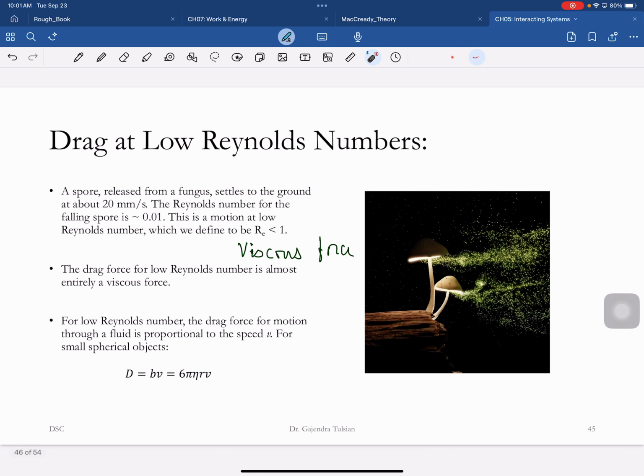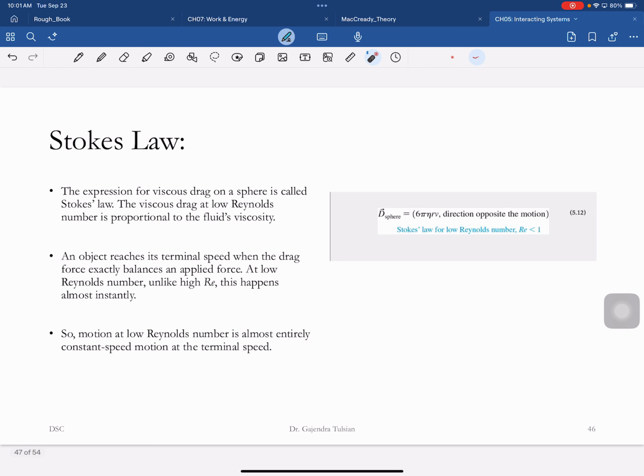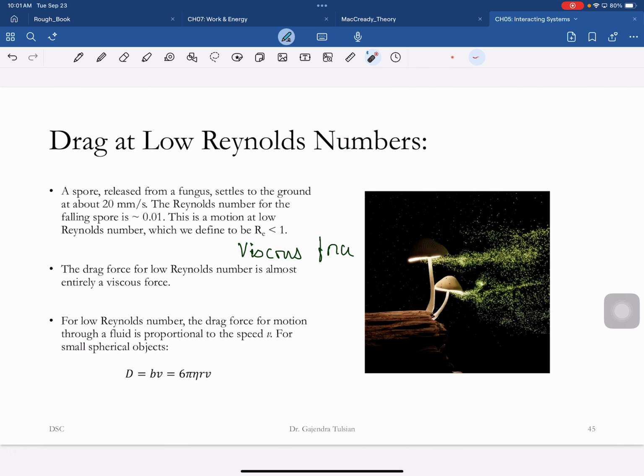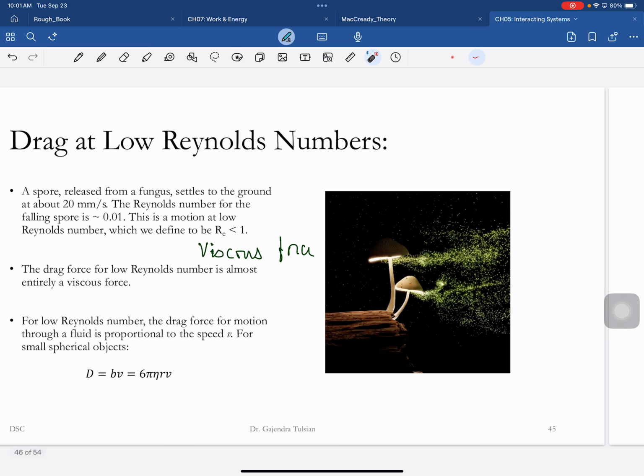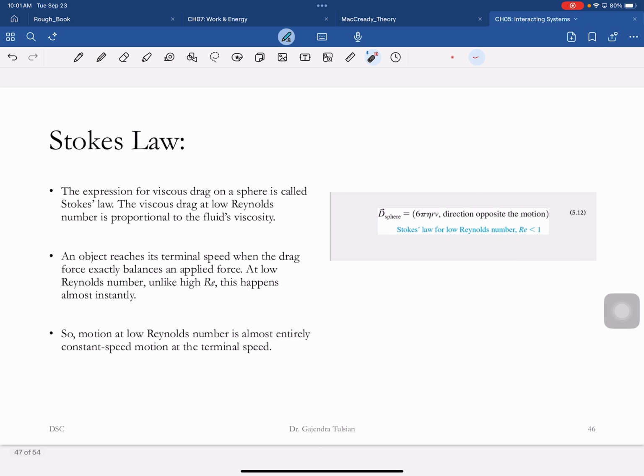So this force is called the Stokes law. Now the Stokes law applies to round spherical objects, but we'll apply it to all small objects. The expression for viscous drag on a sphere is called Stokes law. And the drag forces, like friction forces, are always in the opposite direction.